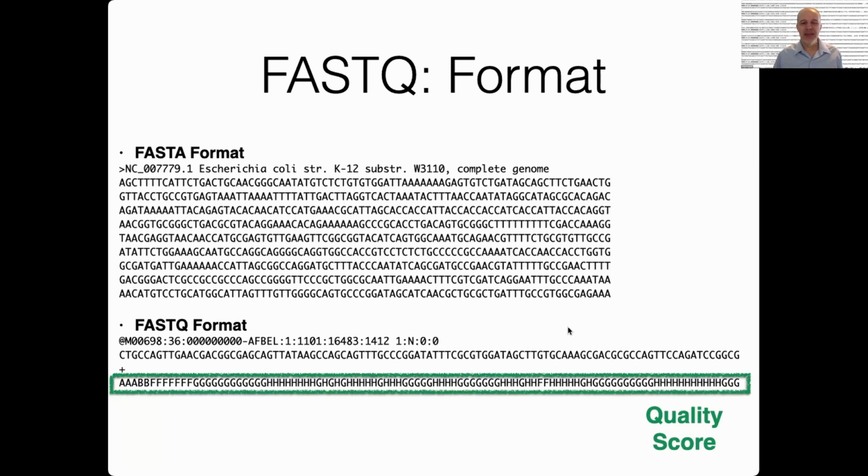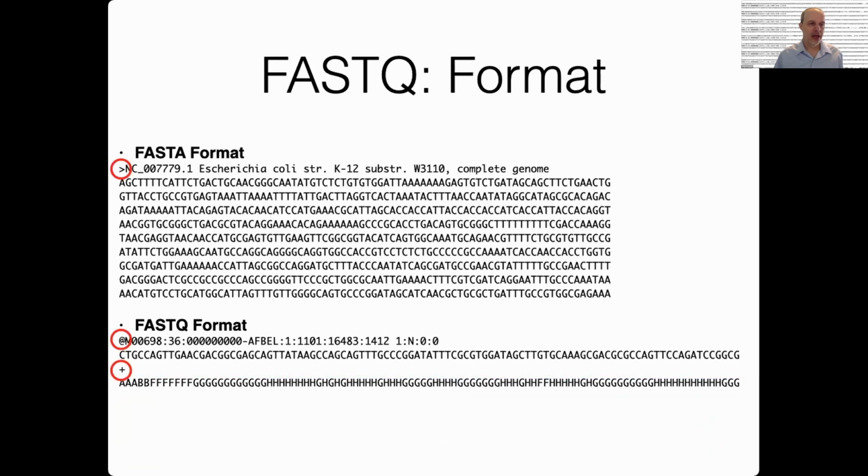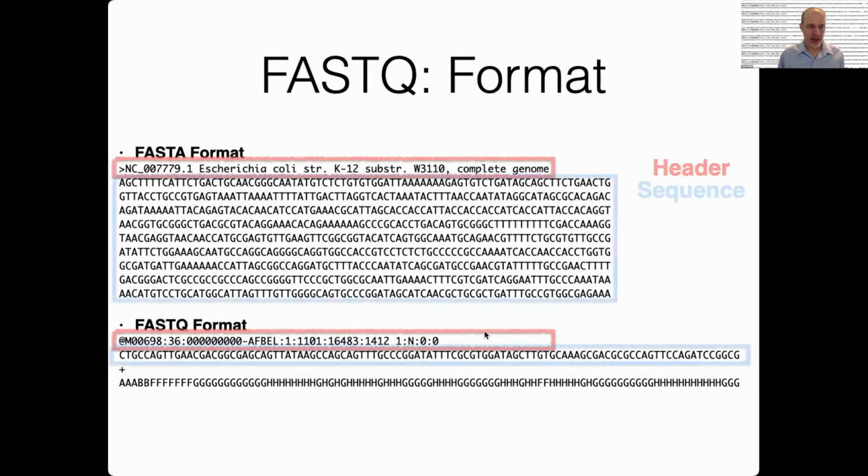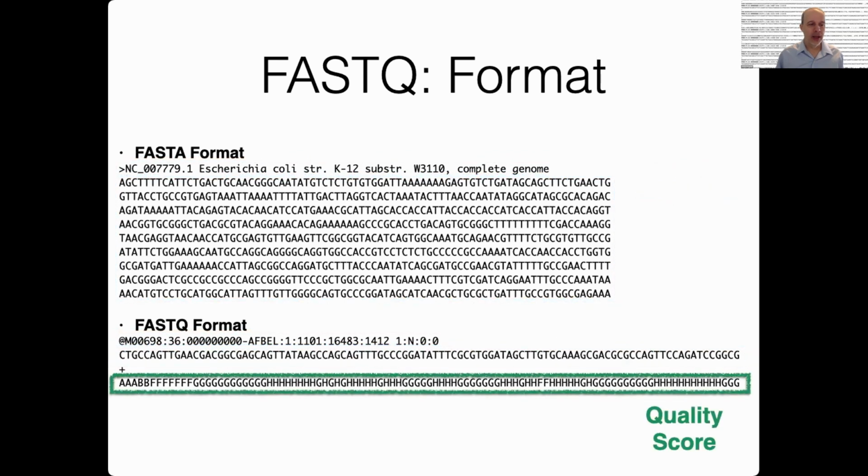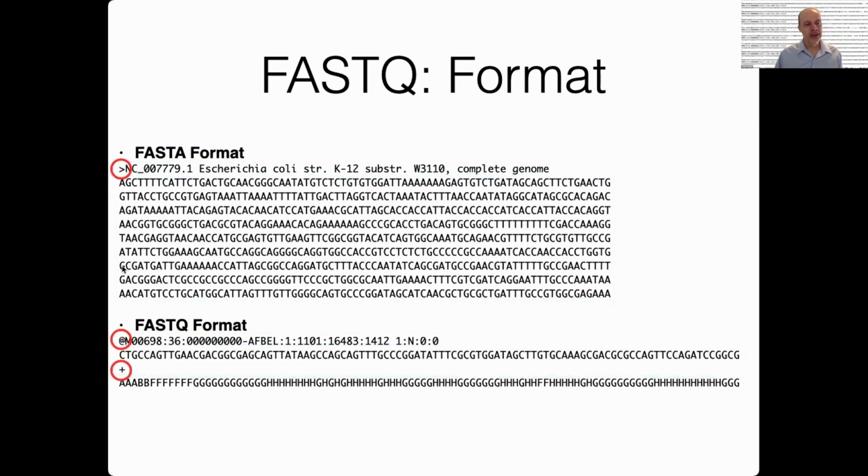So that's the major difference between FASTA and FASTQ. I already touched on this, but these symbols are different. Oh, actually, I should tell you about this third line. So the symbols are different. Like I said, greater than for FASTA indicates a header. At for FASTQ indicates a header.